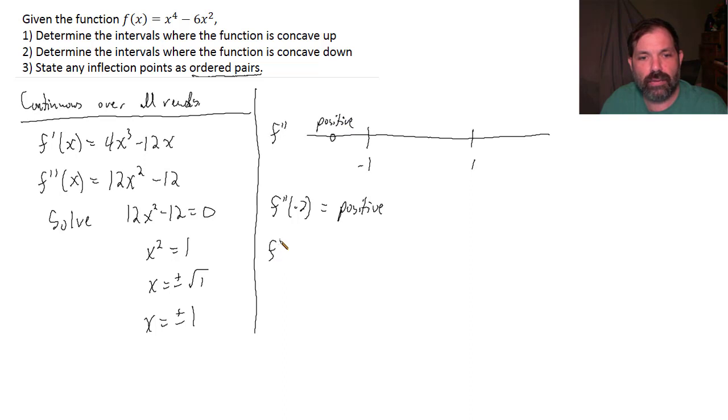All right, then I test f double prime in the second interval. How about at 0? f double prime at 0 would be negative. And finally, how about at 2? F double prime at 2 will also be positive.